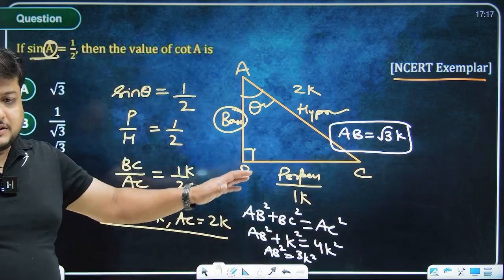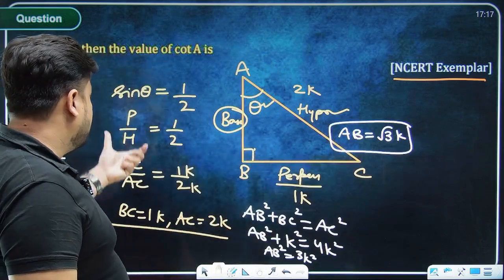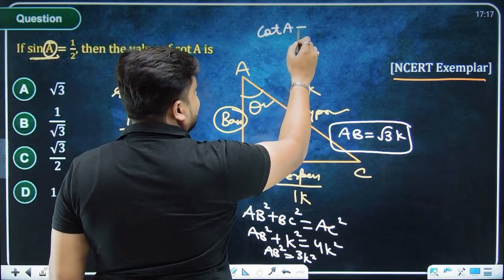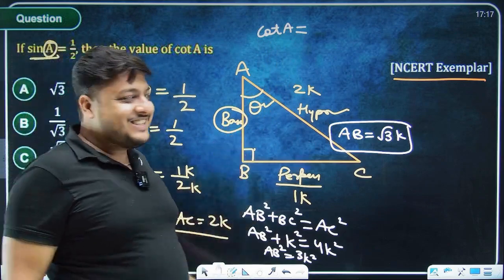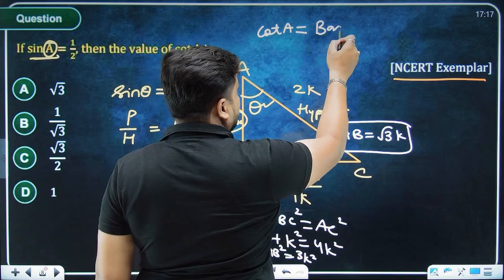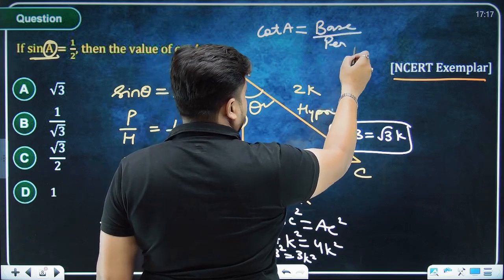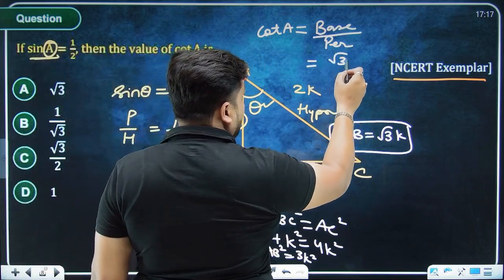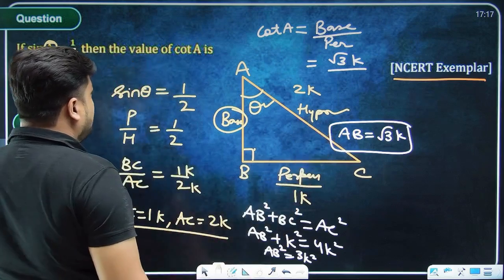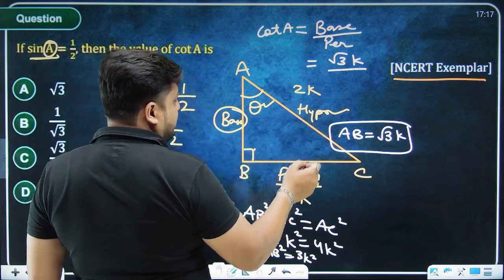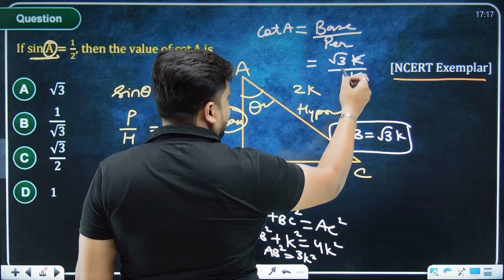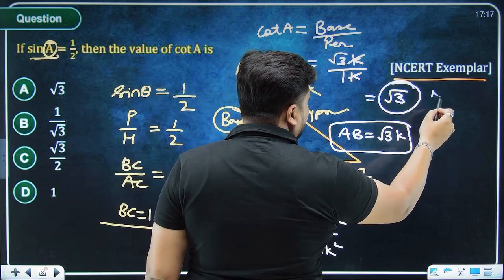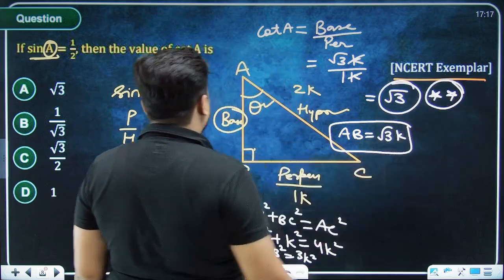Now we know all the three sides of this triangle because two sides were already given. We have to find out cot A. This is the reciprocal of tan. All of you know this. So it will be base upon perpendicular. So what is base here? It was AB. It is root 3K. And what is perpendicular here? The perpendicular is 1K, K and K will cancel out, so it will be only root 3. Got it? So root 3 is the right answer.